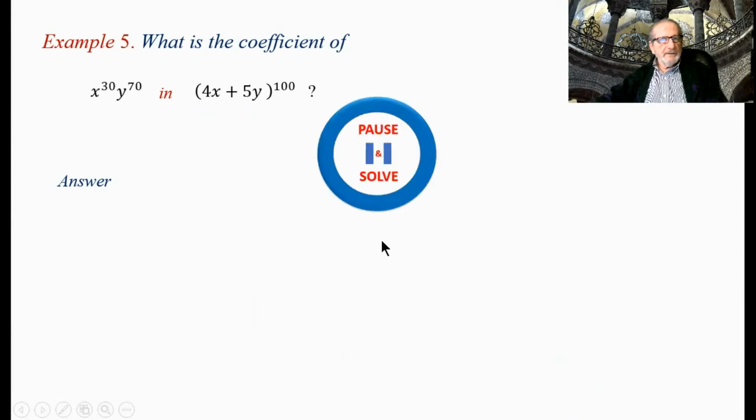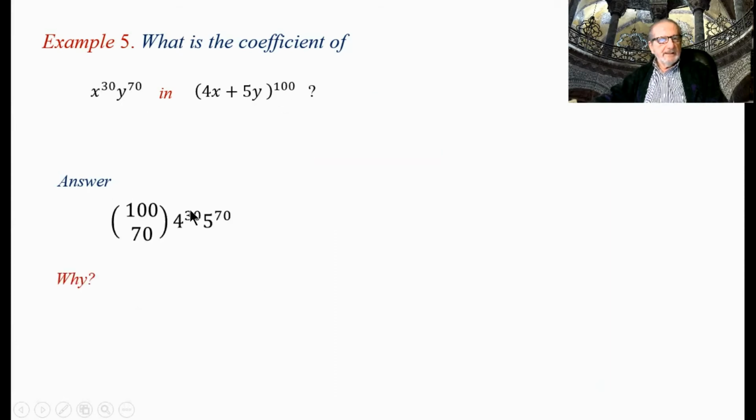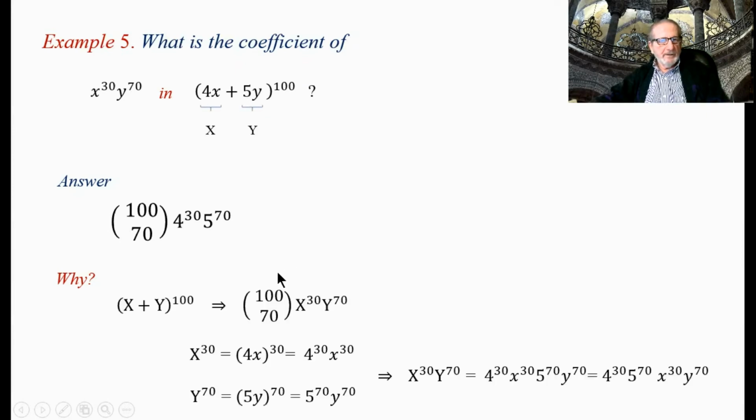Now, on your own, what is the coefficient of x to the power 30, y to the power 70 when you expand 4x plus 5y to the power 100? Pause, solve, and come back, please. Now, easily now, you can see that you will have combination 100, 30, and then this 4 will be raised to the power 30, and this 5 will be raised to the power 70. Very easily. You can call this capital X, call this capital Y, and you do the same calculation here, and you find exactly that this number will be there, 4 to the power 30, 5 to the power 70.